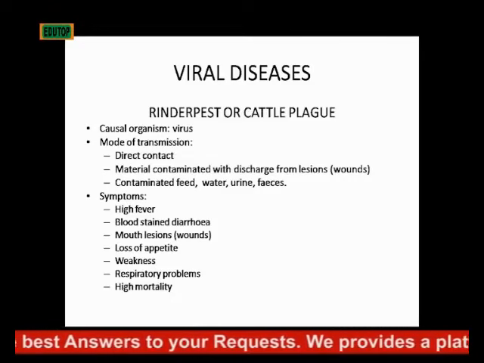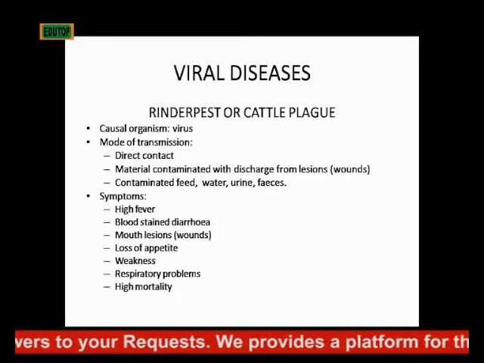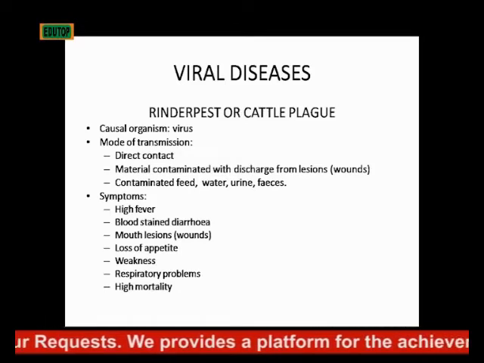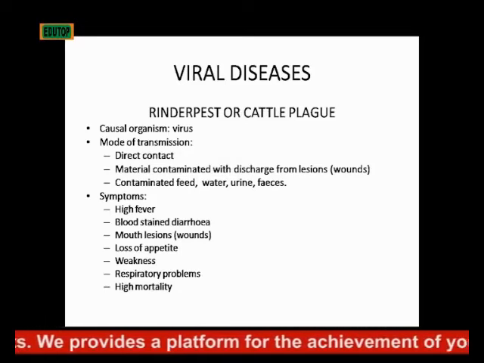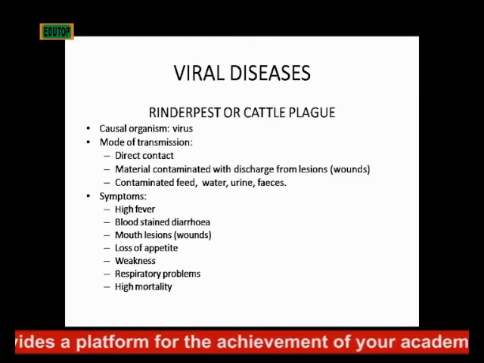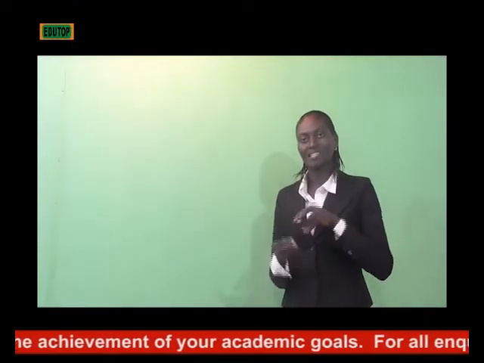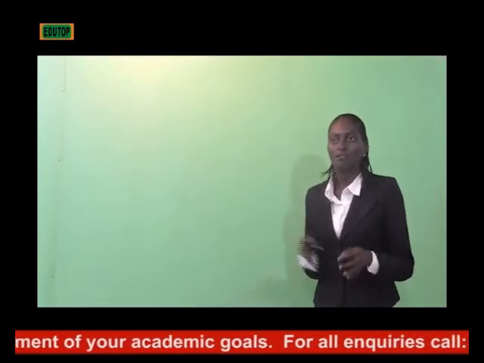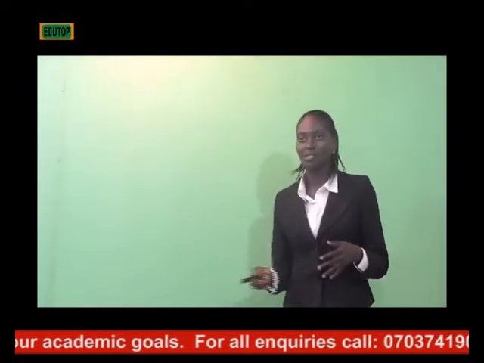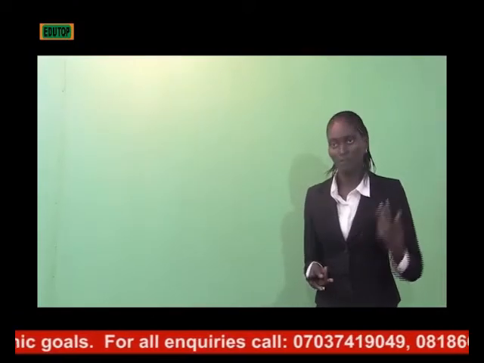Another way of transmitting this disease is contaminated food. Once the food is contaminated by an infected animal, its water, urine, or fecal material, when a healthy animal gets in contact with this contaminated feed, water, urine, and feces, the animal becomes infected.